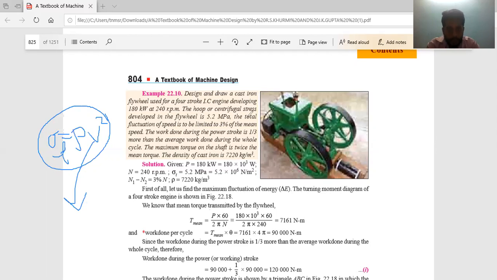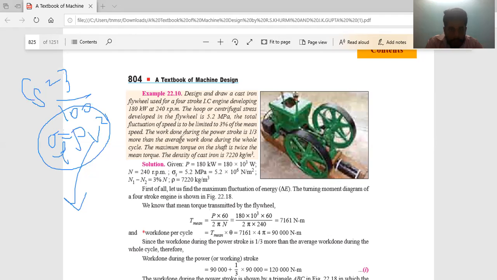The total fluctuation of speed is limited to 3% of the mean speed. What is this value given to you? What is this 3%? Coefficient of fluctuation of speed. That means CS is given to me. CS is 3%. That means CS is 3 by 100, that is 0.03.